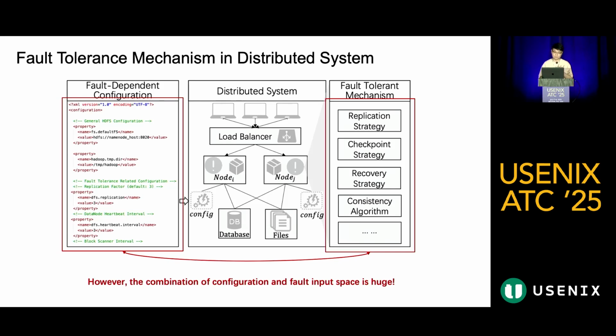However, testing with both configuration inputs and fault injection inputs at the same time is really challenging. Distributed systems usually have tons of configuration parameters, so the configuration input space is really huge. On top of that, fault injection inputs like when to inject, where to inject, and how long the fault is injected also create a large input space. As a result, combining these two makes the overall input space extremely large and hard to explore effectively.